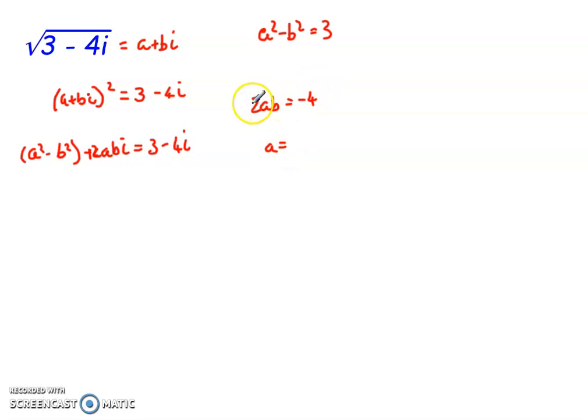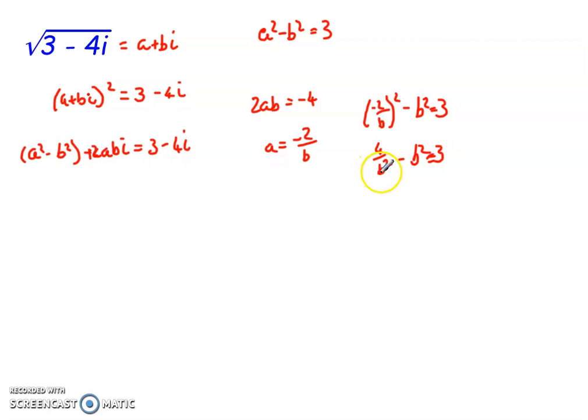So a, in this case, if I divide through by 2b, is equal to negative 2 over b. I then substitute that back into here, and I see what I get. So I get negative 2 over b, all squared, take away b squared is equal to 3. So negative 2 over b squared gives me 4 over b squared, take away b squared is equal to 3.